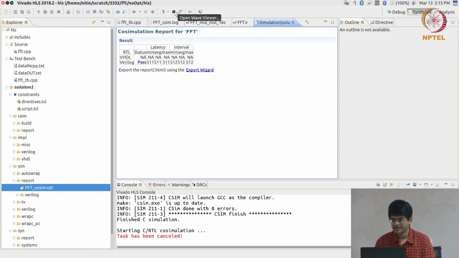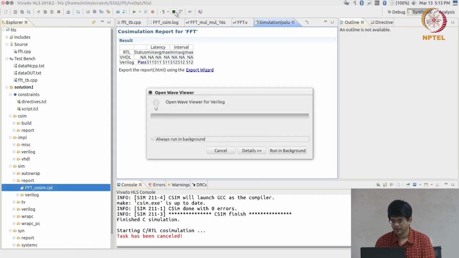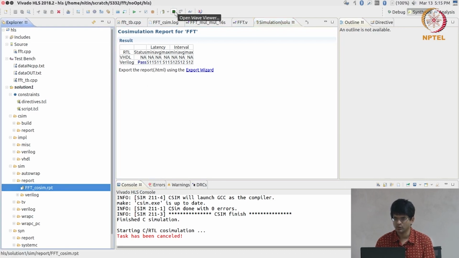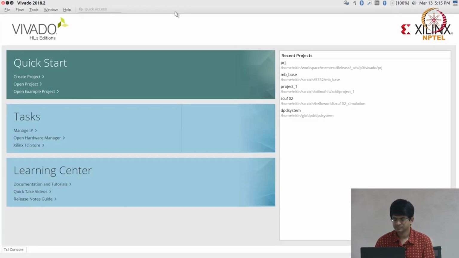What is even more interesting is if you actually open this wave viewer. So this is another one of those tiny buttons with some green squiggles on it at the top. When you open this, you actually see the complete waveform of what is the input that was provided to your Verilog code and what is the output that was generated as a result.